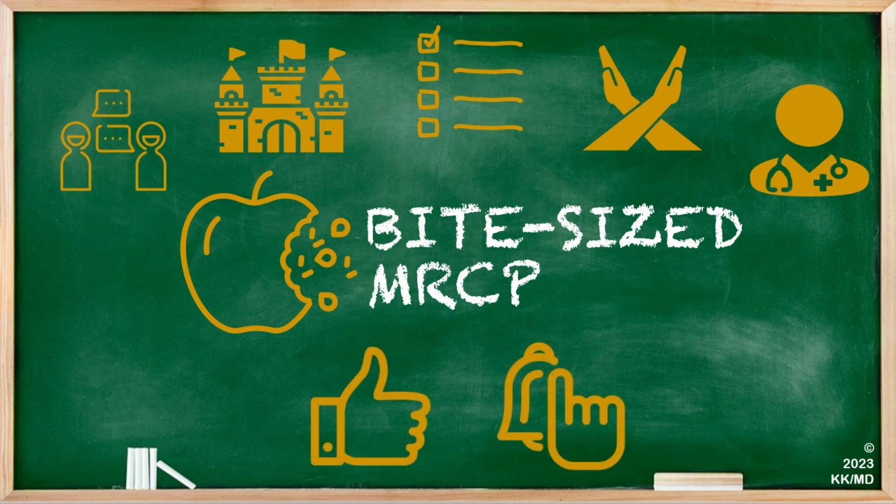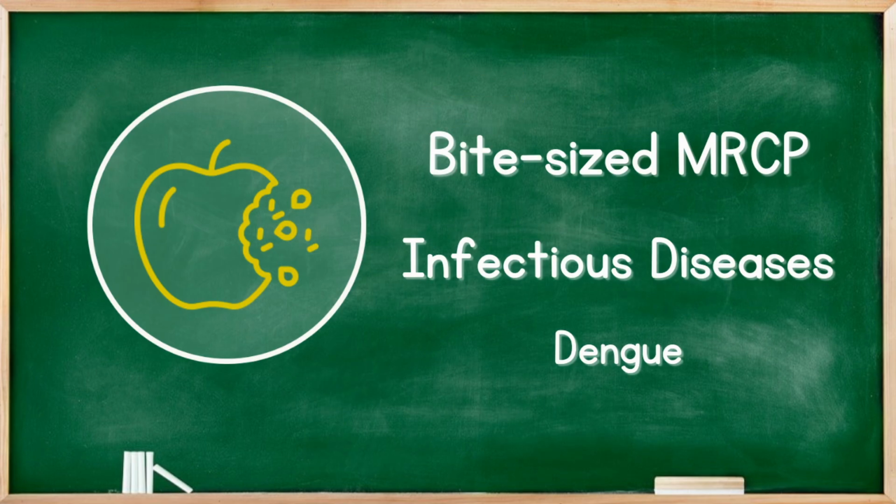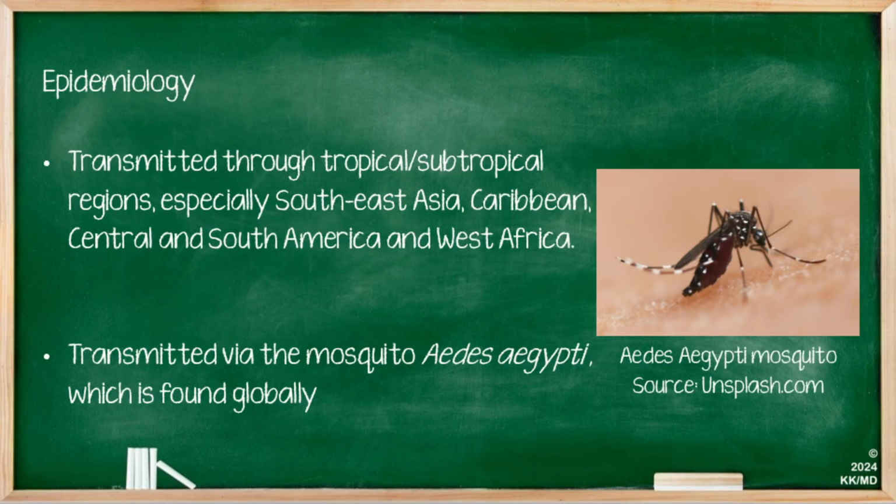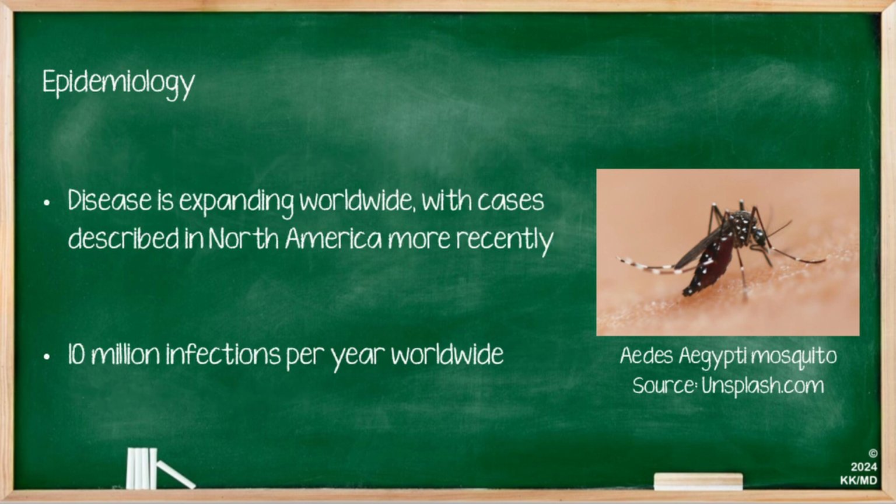Now, without further ado, let's get into today's topic, which is dengue fever. So dengue is transmitted through tropical and subtropical regions, especially in Southeast Asia, the Caribbean, Central and South America, and West Africa. And it is transmitted via the mosquito Aedes aegypti, which is found globally. And there's a picture of this particular mosquito just on the right of the video there. This disease is expanding worldwide, with cases described in North America more recently. There are approximately 10 million infections per year globally.